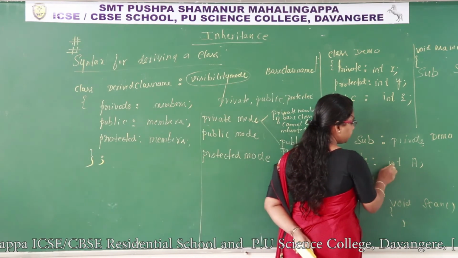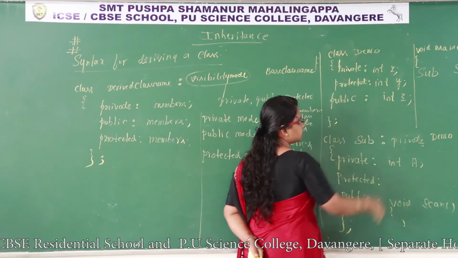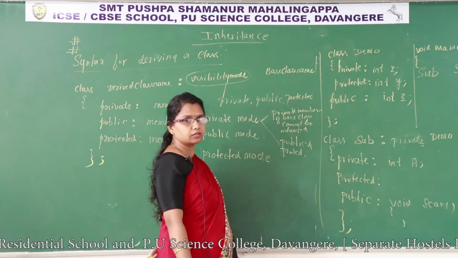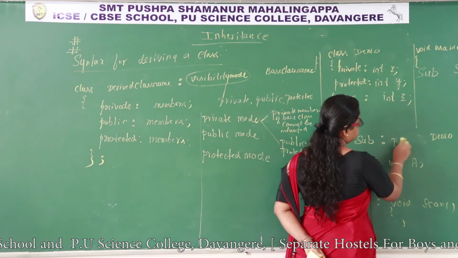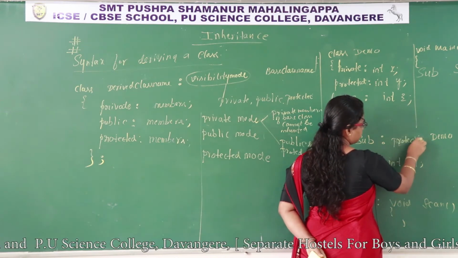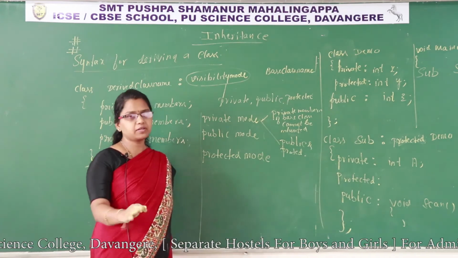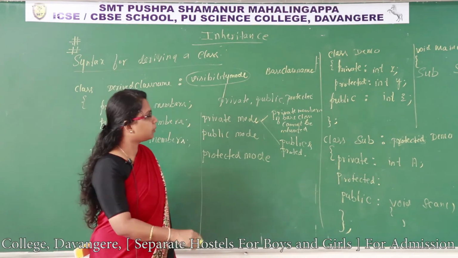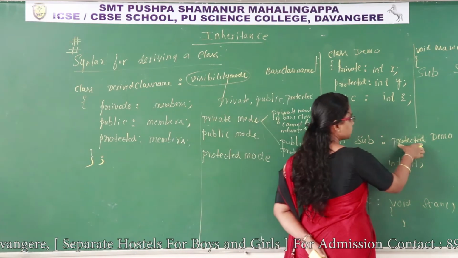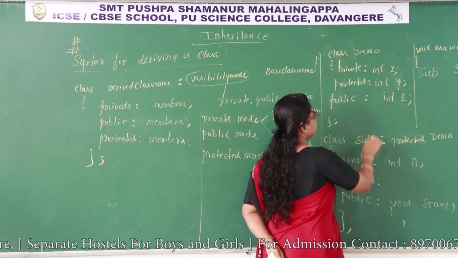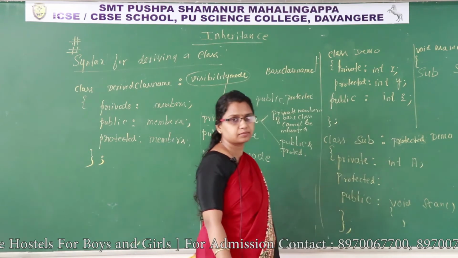So total how many members are there in the private access specifier? Int a, int y, int z. Understood? If it is protected, you all know private members never inherited. Public and protected members will be inherited. Now the access specifier, visibility mode, is protected. These two members become protected members of the derived class.